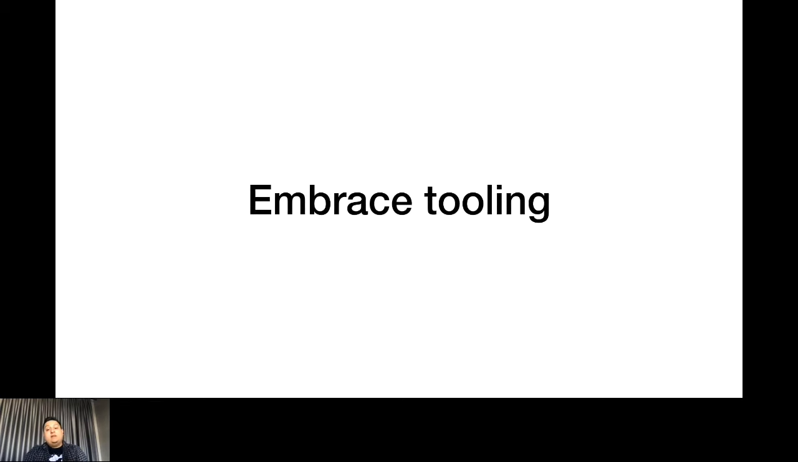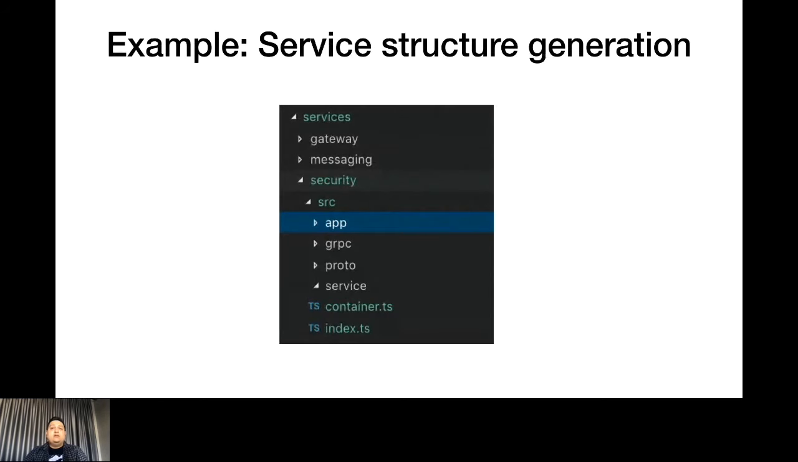So one example here is service structure generation. We have a standard for structure in our microservices. Then we build a tool which allows us to generate such a structure. So it's speeding up not only our creation of new microservices, but also improves the developers' familiarity across different microservices.